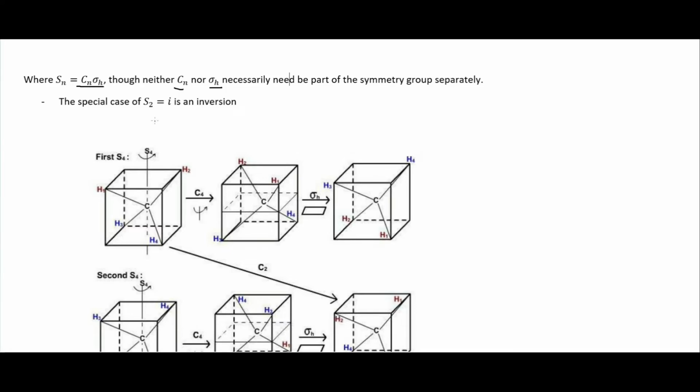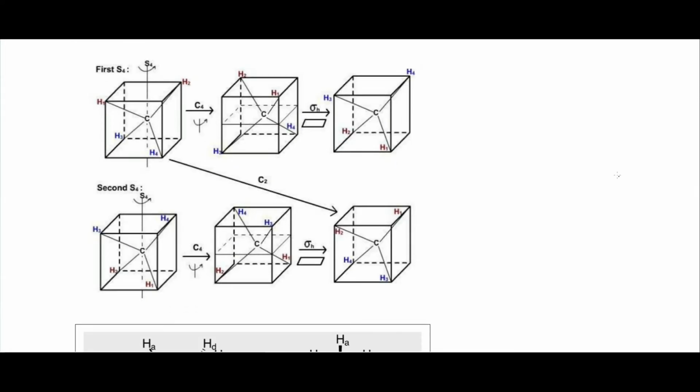So here we see the case of an S4, and this is actually with a methane molecule right here. And so we see that here we're taking this H2 and rotating it. We're doing a C4 so that it ends up now right here. And then we do this sigma H, which takes this and reflects it down to there. So now it is down there. And we're doing the same thing with all the other ones.